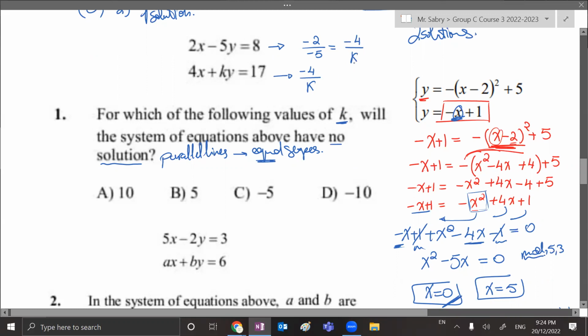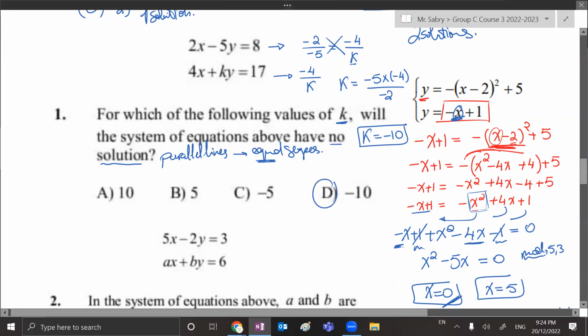لو عايز أطلع الk بكام بعمل cross multiplication. So k will be equals to negative 5 times negative 4 and then divided by negative 2. And this will give you k equals to negative 10. This is the answer, D. This is a very important question. So if you're confused of anything, please let me know now.